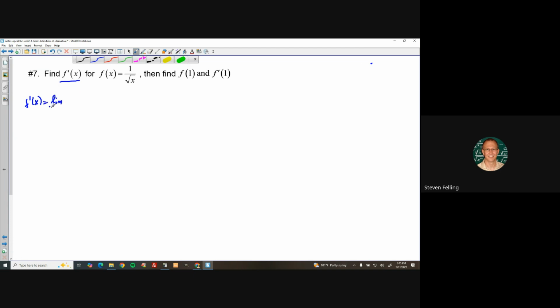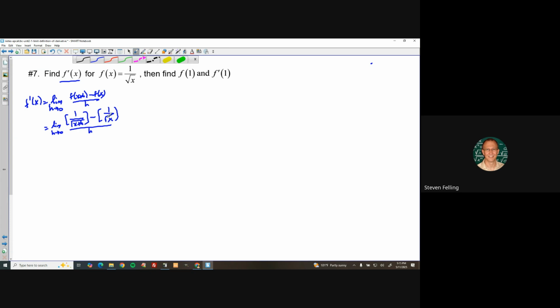Limit as h approaches 0. We're going to use this: f of x plus h minus f of x over h. So first, we're going to take our two copies of the function. So this is 1 over the square root of something, minus, and then a copy 1 over the square root of something. I'm going to put x plus h into this version and x into this version, and then it's still over h. It's already quite ugly, fractions within fractions.